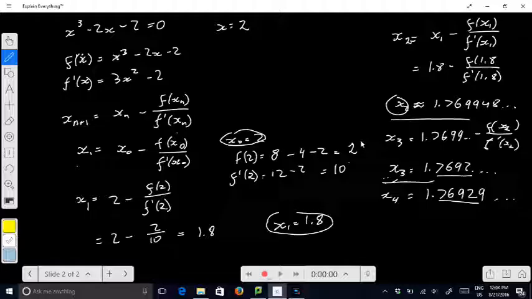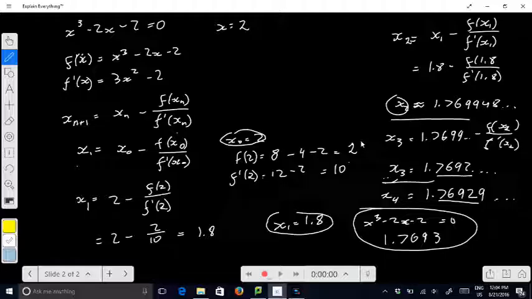Okay, here's our decimal places. So to 4 decimal places, the solution to x cubed take 2x take 2 equals 0 is going to be 1.7693. So that's using Newton's method. It's just using our formula, the previous term, etc.